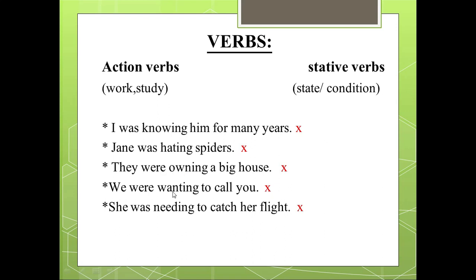Then, we were wanting to call you. This is also a wrong statement. It should be we wanted to call you, not were wanting. Want is also a state or a condition. So you will not use past continuous tense. She was needing to catch her flight. This is also wrong because need is also a state or condition. So it should be she needed to catch her flight. So this is the difference between action verbs and stative verbs: with action verbs you can use past continuous tense, but with stative verbs we do not use past continuous tense.